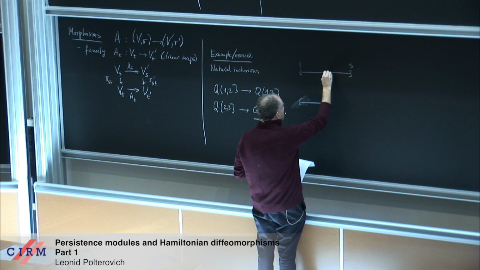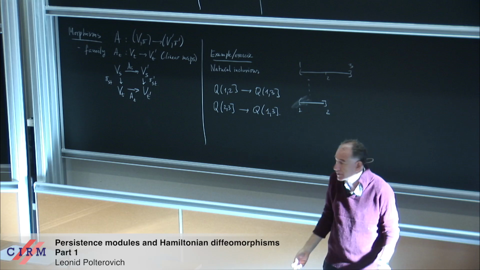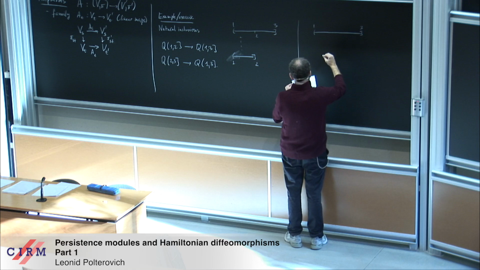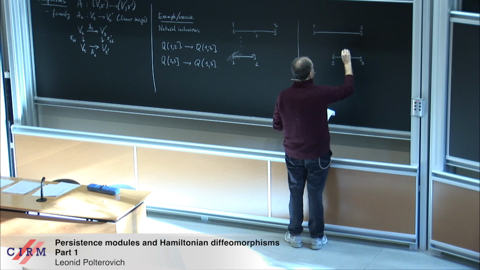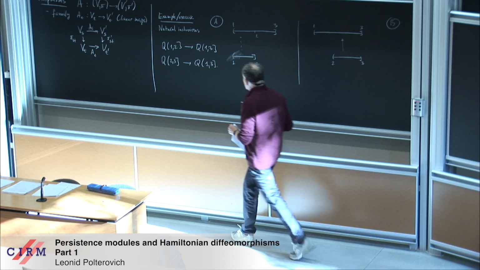My map is just the natural map, so it is identity where it could be identity and zero otherwise. Another situation is the following. You have 1, 3, and 2, 3. Okay, the same. So this is, let's say, situation A, and this is situation B. And so question, is it a morphism?